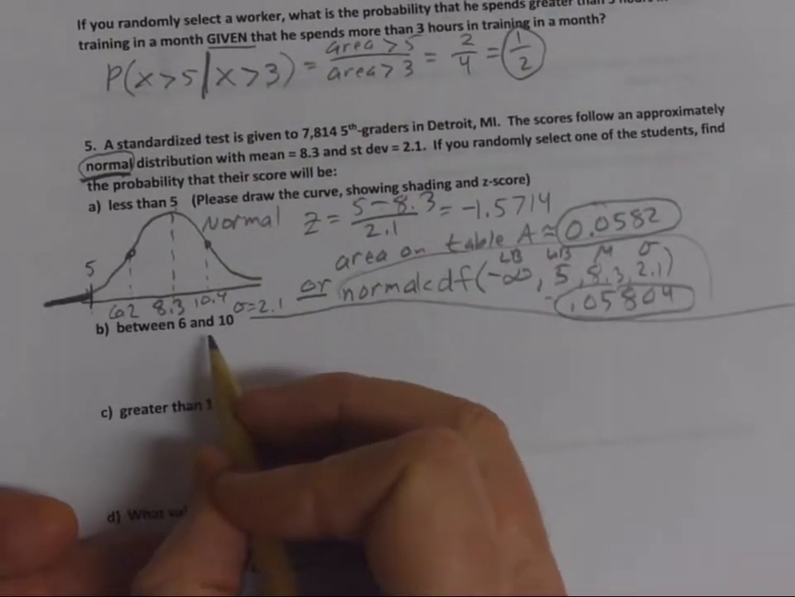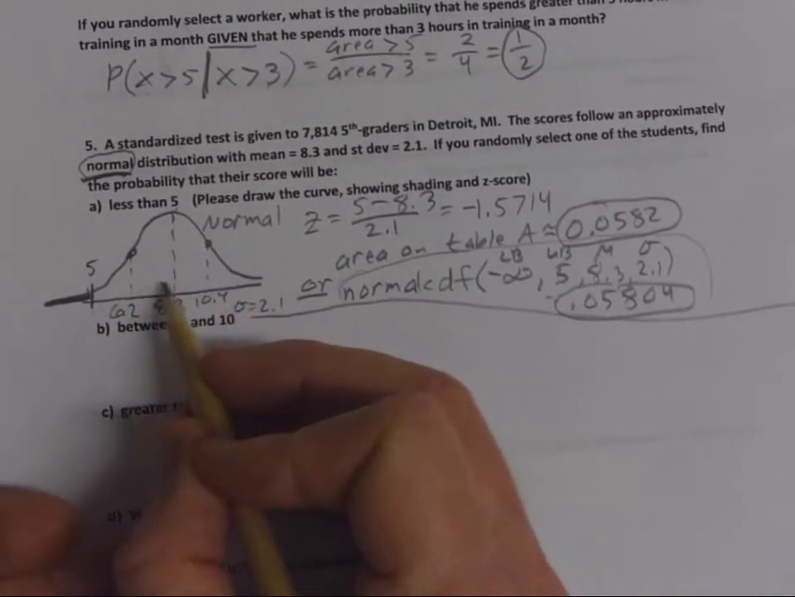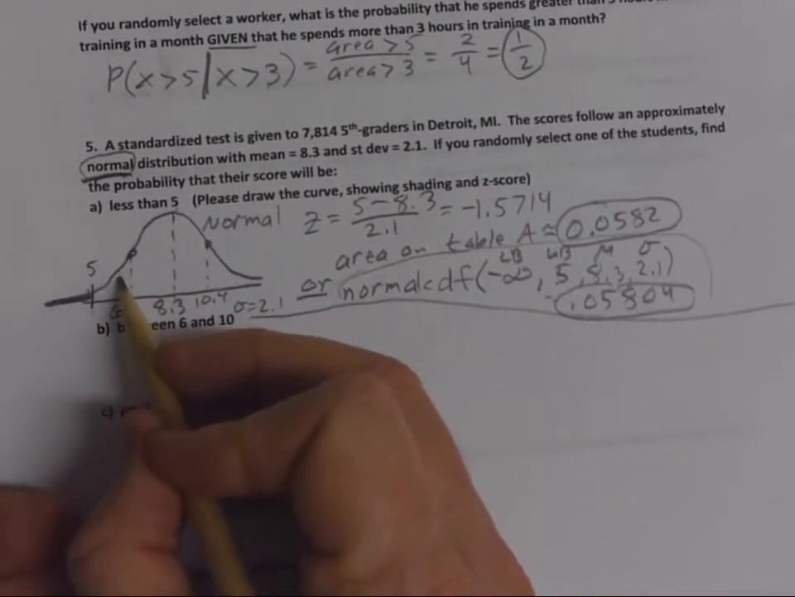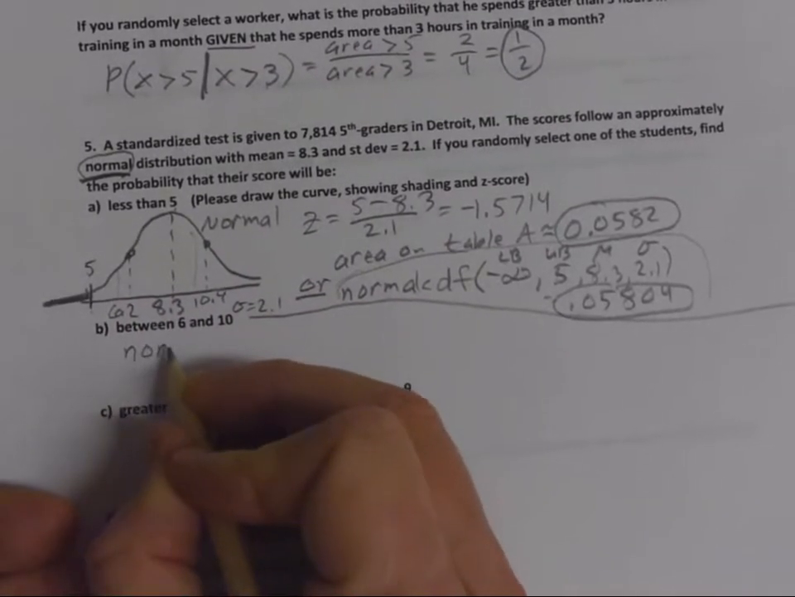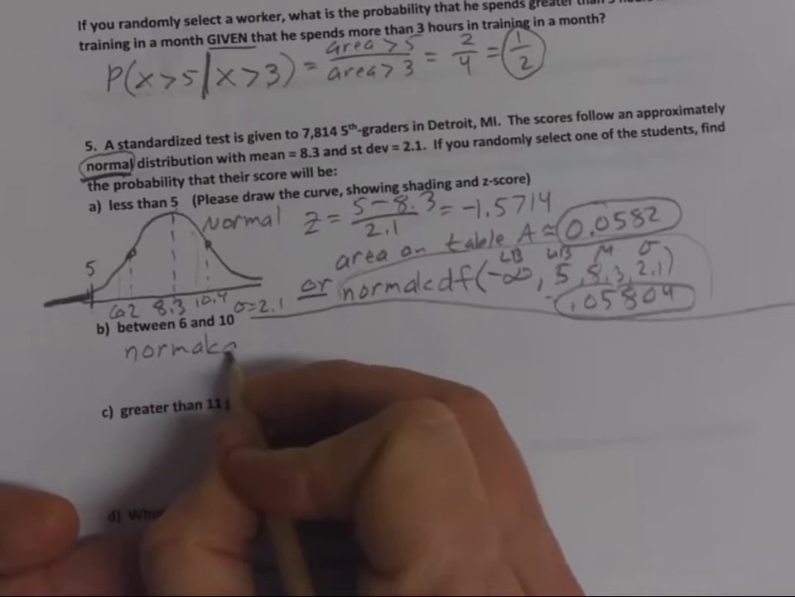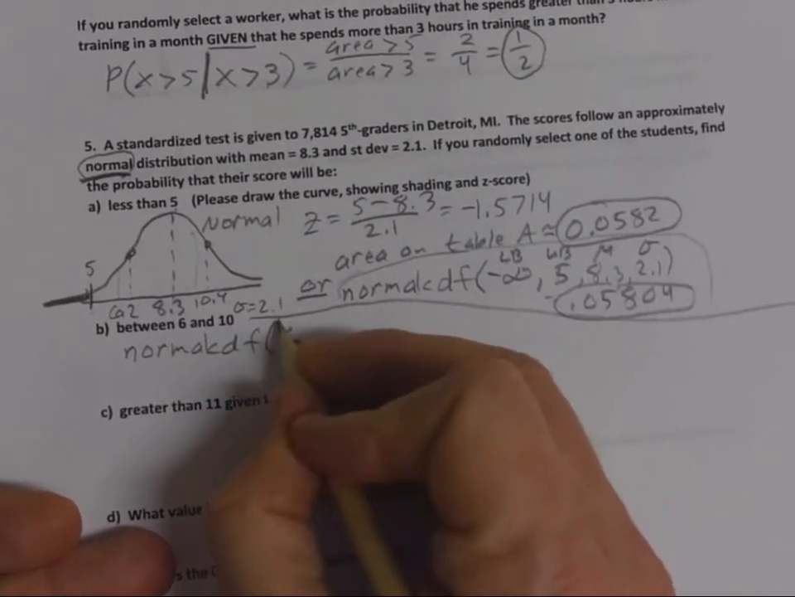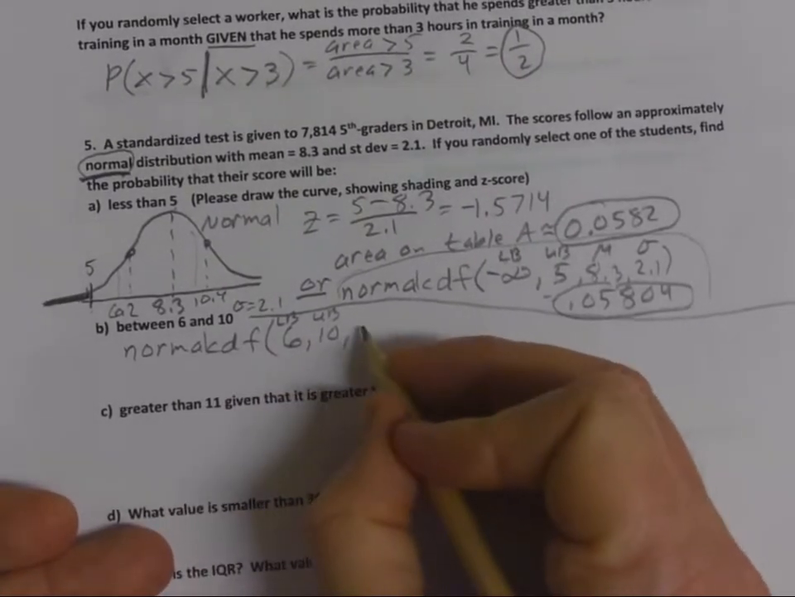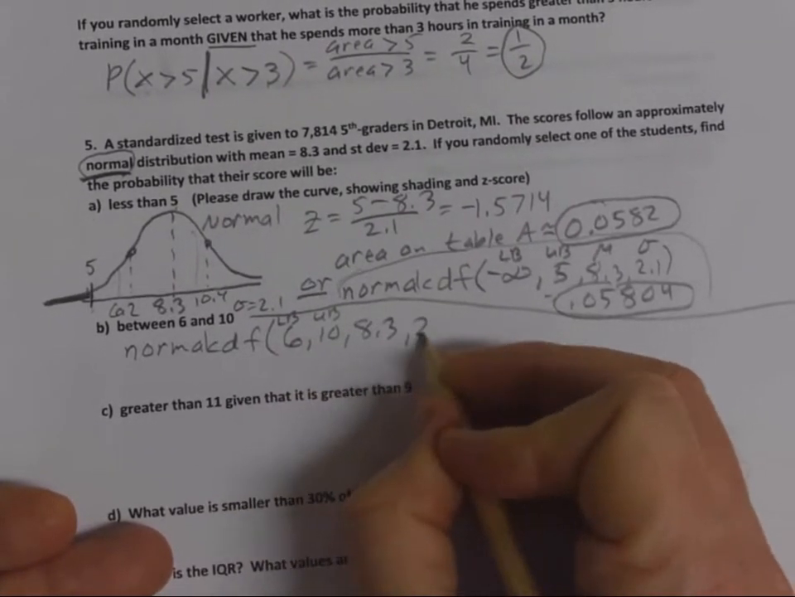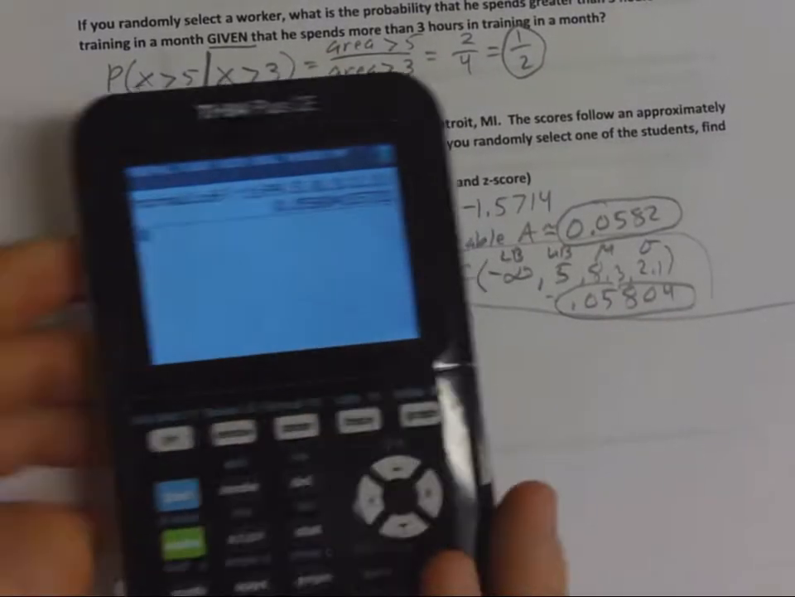Then what's the probability, the next one, that it's going to be between 6 and 10? If you randomly pick a point on this curve, what's the probability it's going to be between 6 and 10? So that's another normal CDF problem. Normal CDF tells us the area in a normal curve. So my lower bound is 6, so I go LB for lower bound. My upper bound is 10. My mean is 8.3. My standard deviation is 2.1. So that's my mu and that's my sigma. And so let's do that.